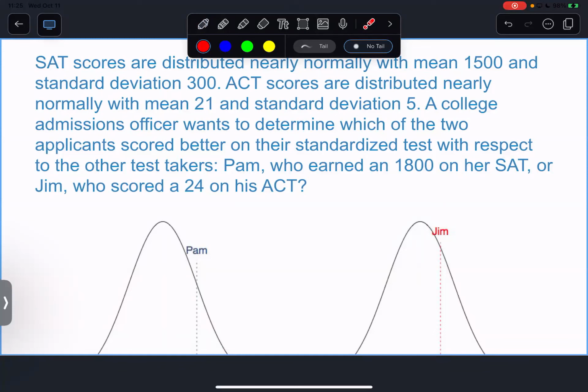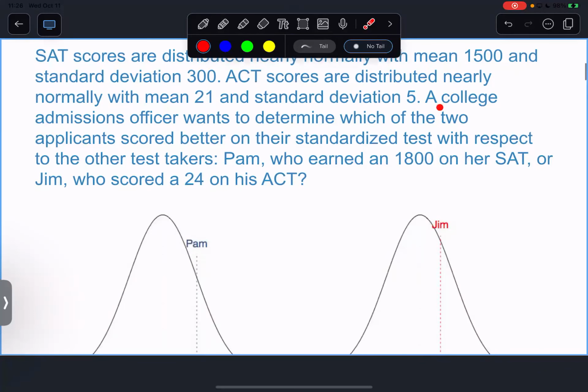And so the SAT scores are nearly normally distributed with a mean of 1,500 and a standard deviation of 300. Okay, so we know the shape, we know the center, and we know the spread. That's good. Whereas the ACTs have a mean of 21 and a standard deviation of 5, right? So you can't compare them straight across. What would you have to do? You'd have to standardize them, and that's what we're going to do.